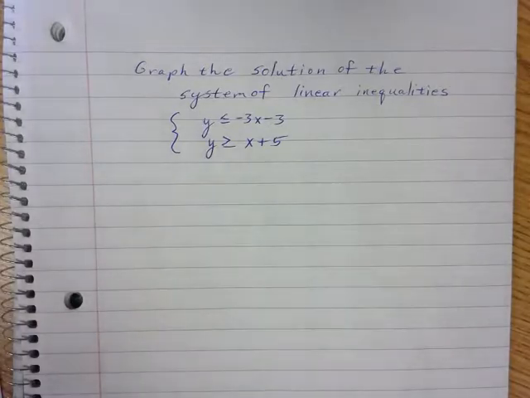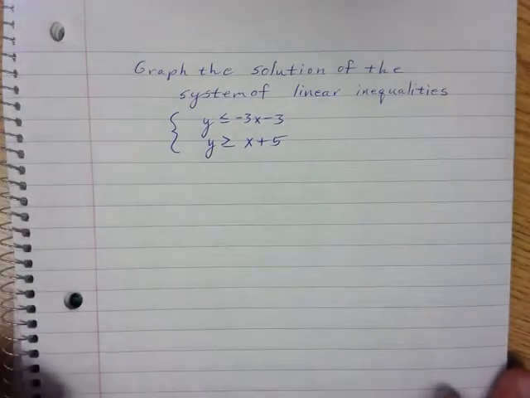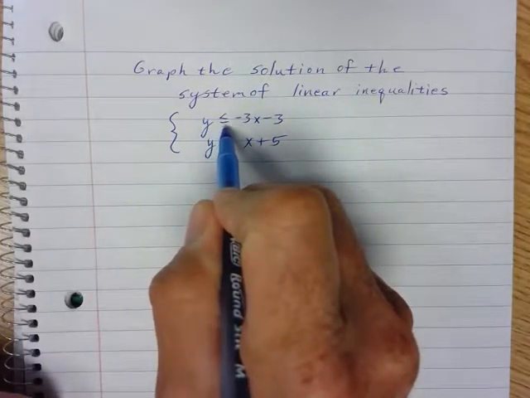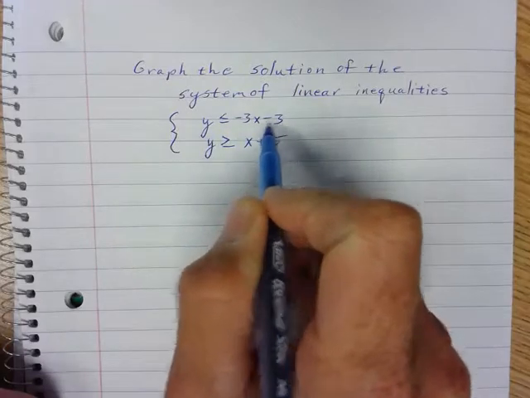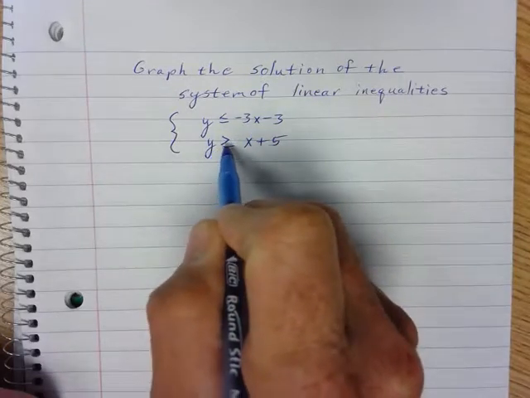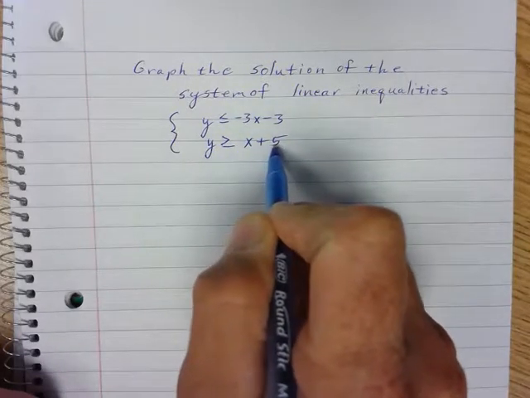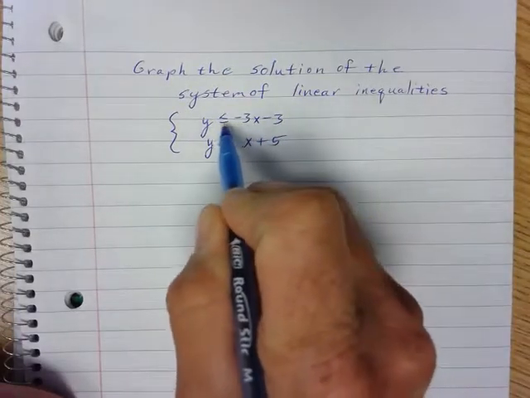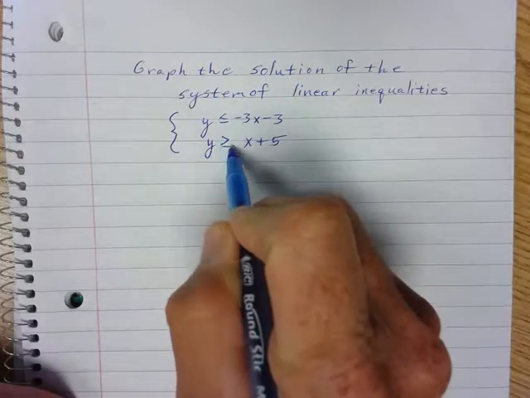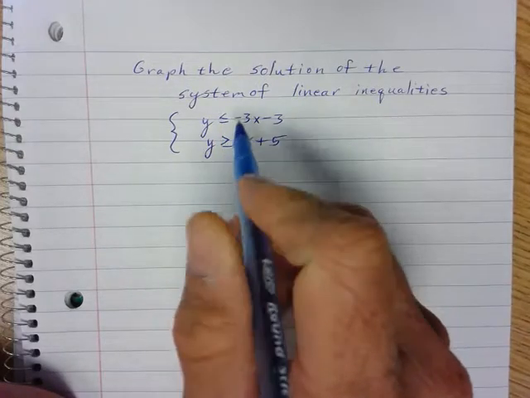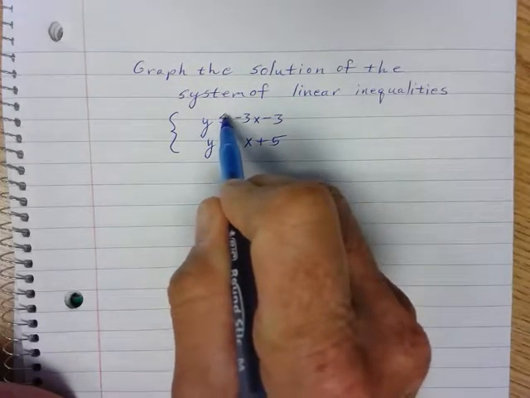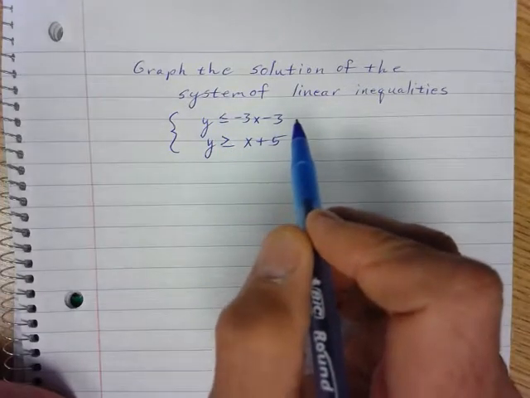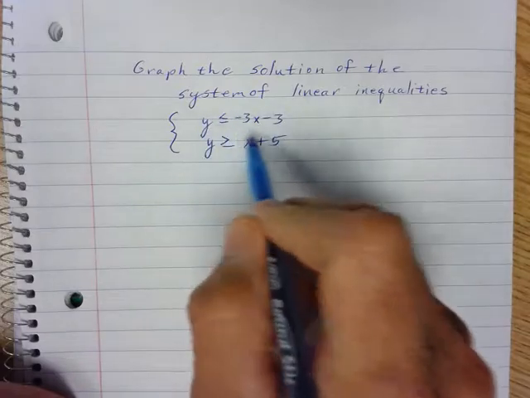Hello, and today we're going to graph the solution of the system of linear inequalities. y is less than or equal to negative 3x minus 3, and y is greater than or equal to x plus 5. Nicely, both of these are in y equals mx plus b form if we think of these as just equal signs. So first, this is less than or equal to, greater than or equal to, so both of my lines will be solid because it will include the points on the line.